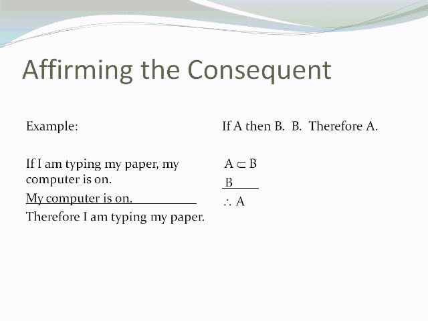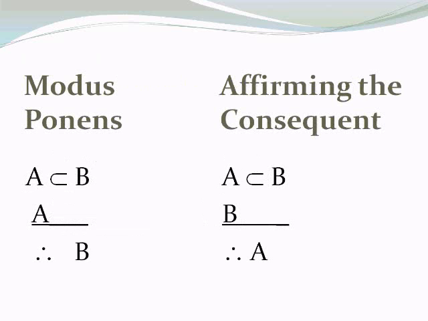So, here we have these two contrasted side by side, and you can see that though the first line is the same, if A, then B, switching the A and the B in the second and third lines changes it from an invalid form to a valid form, or vice versa. The modus ponens being the valid form, the affirming the consequent being an invalid form.